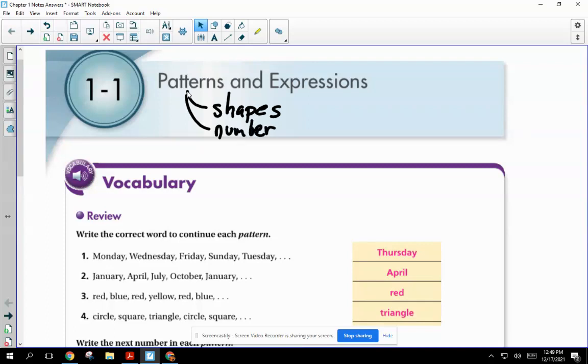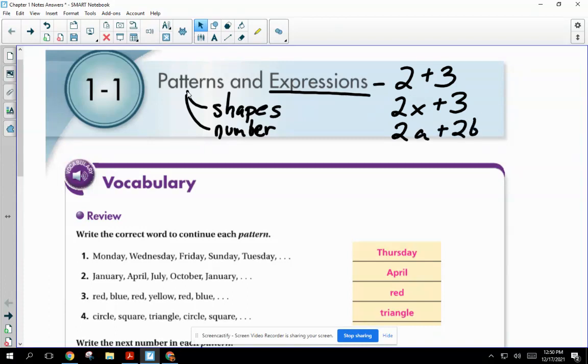And then you have expressions. And expressions are statements that don't necessarily have an equal sign. Remember, equal signs are equations. So expressions can be seen as just a basic 2 plus 3, or 2x plus 3, or 2a plus whatever, 2b. There's no equal sign, just expressions.